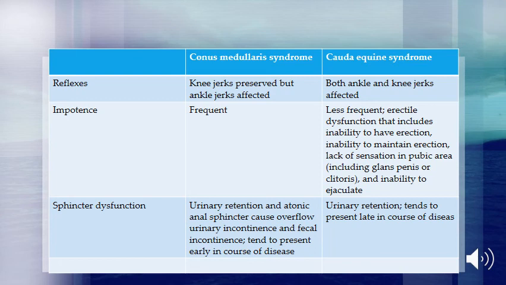Sphincter dysfunction includes urinary retention and atonic anal sphincter, which cause overflow urinary incontinence and fecal incontinence. These tend to be present early in the course of the disease in conus medullaris syndrome, while they will be late in the cauda equina lesion.